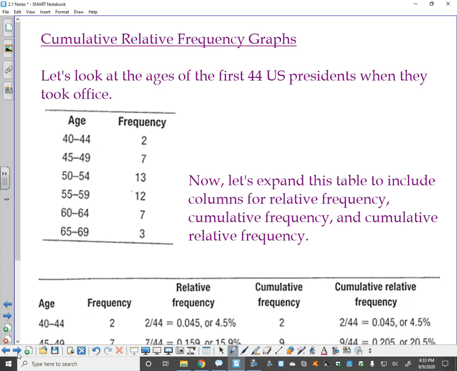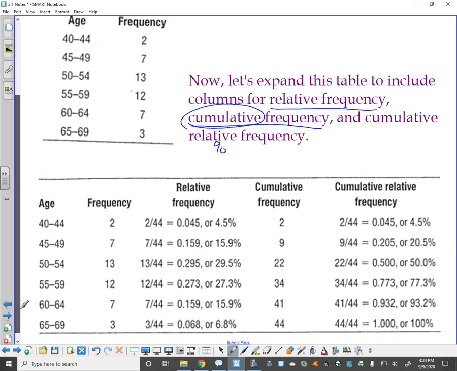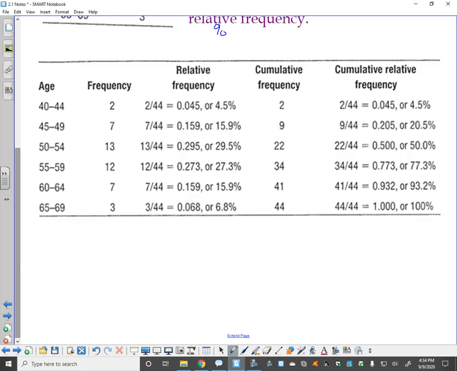So now let's expand this table to include columns for relative frequency, cumulative frequency, and cumulative relative frequency. Okay, relative frequency, you know. Relative frequency is just making it relative to everything else. We're going to turn these into percents. Cumulative frequency, well, cumulative means it's like a running total. So we're going to add as we go. And then cumulative relative frequency is a running total of the percents. Remember, relative just means percents. Okay, so let's look at this table that they've already made for us just to save some time.